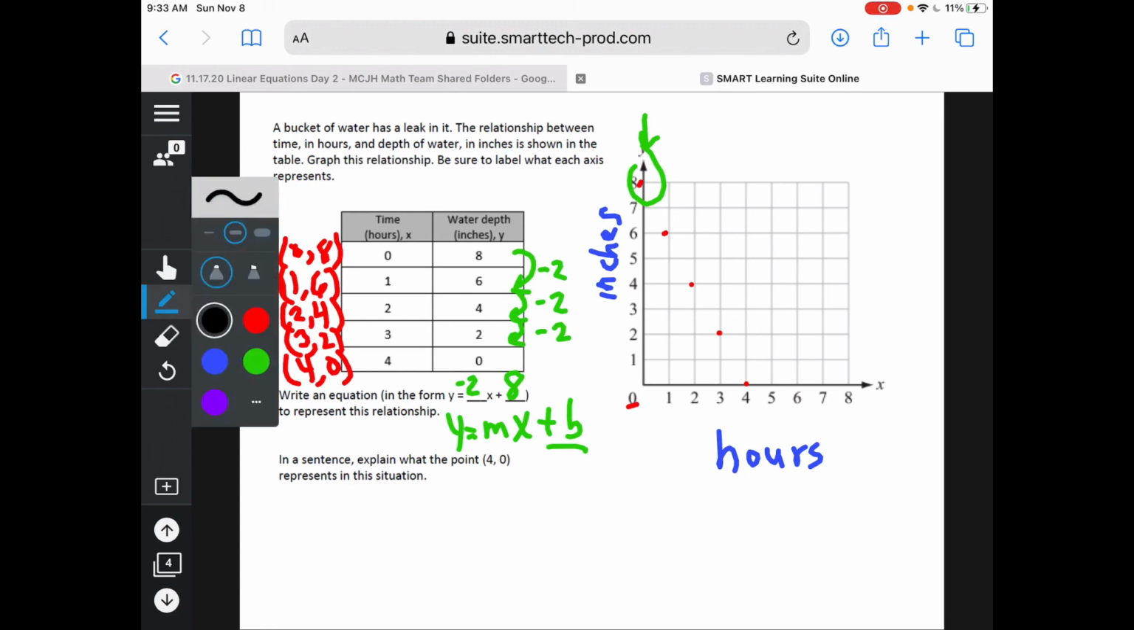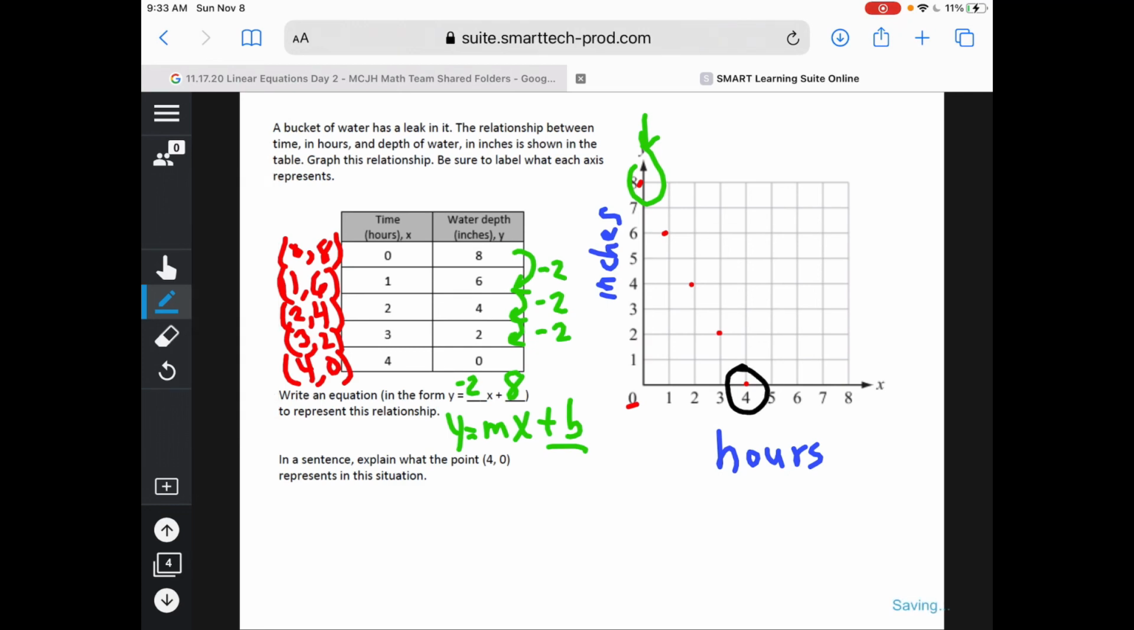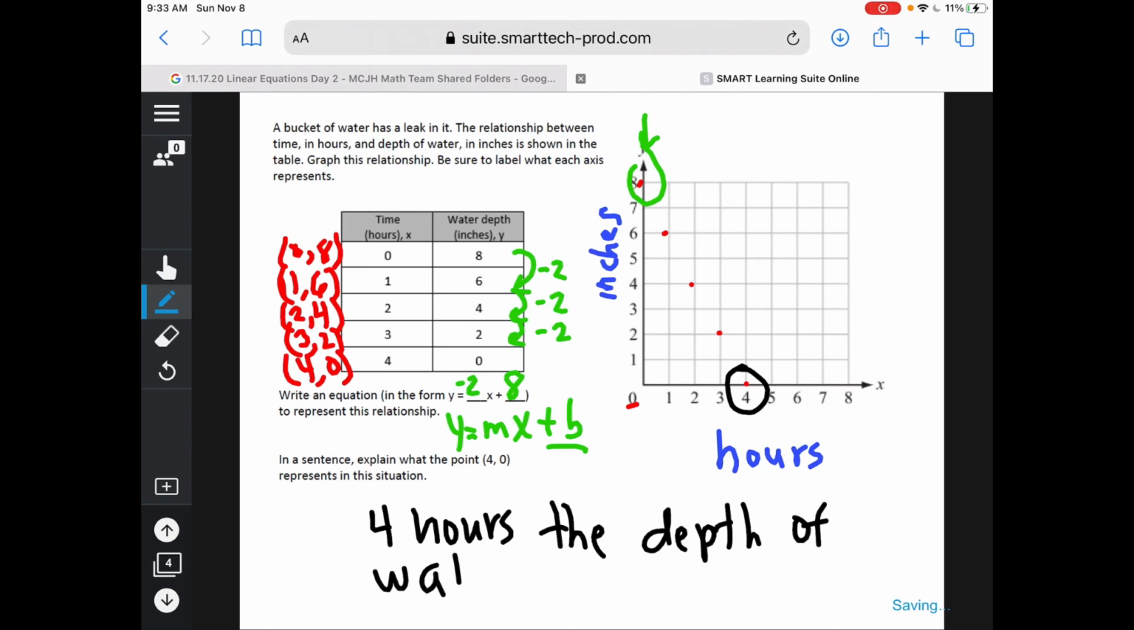And then it says, in a sentence, explain what the point 4, 0 is. So what is this point here? So if it says in hours and depth of water, in 4 hours, the depth of water is at 0 inches.